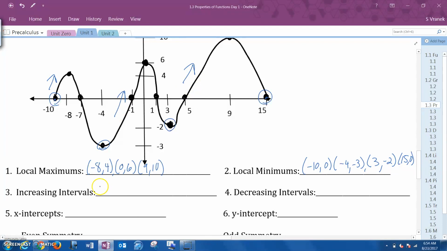All right, increasing intervals, up, up, up. So those 3. So I'd say it starts at negative 10 and goes to negative 8. And now that we're doing intervals and not points, we have to use unions. Negative 4 to 0. Remember, we're looking at only x values, not y values for intervals. And finally, we have 3 to 9. Decreasing are the opposite ways, so these 3 intervals. So we would say x is negative 8 to negative 4. Union 0 to 3. Again, we're only looking at x values. And then 9 to 15.